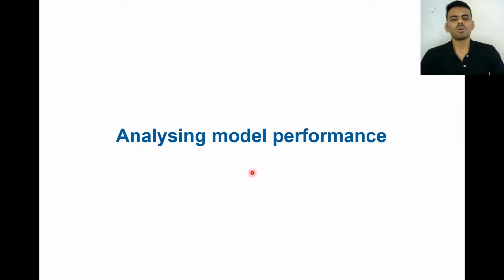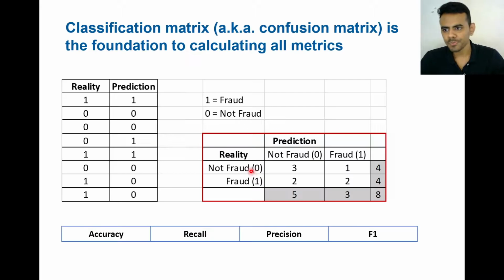The first step in analyzing model performance, we disregard our independent variables and we just focus on reality and prediction. The way we analyze model performance is the classification matrix, as well as different types of metrics like accuracy, recall, precision, and F1. The classification matrix is also known as the confusion matrix, and you will very soon realize why. But what I want to convey here is this is one of the most fundamental parts on which all of the metrics are calculated. So it becomes very important for us to acknowledge how this classification matrix is built.